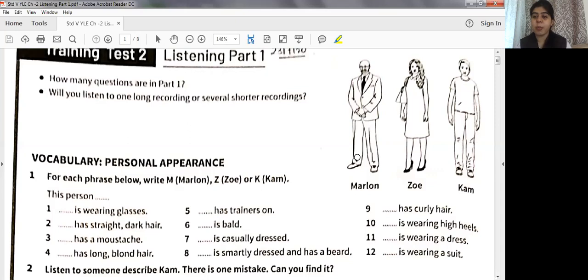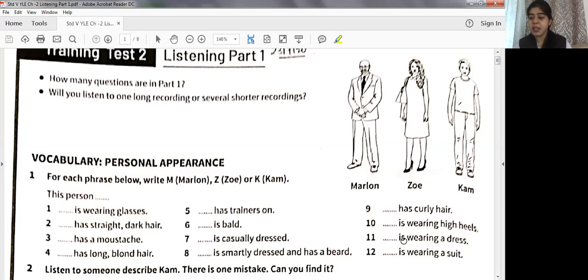Here we can see Marlin is in a proper suit coat, proper formal dress. Zoe is well dressed, and this Ken is the one who is casually dressed. Eighth one. This person is smartly dressed and has a beard. Okay, I told you mustache means beard. So it is Marlin. He is smartly dressed as compared to these two. Ninth, this person has curly hair. So who is the person, students, from the picture who is having curly hair? It is Zoe. So you will write capital Z. This person is wearing high heels. Who is wearing high heels from the three? It is again Zoe.